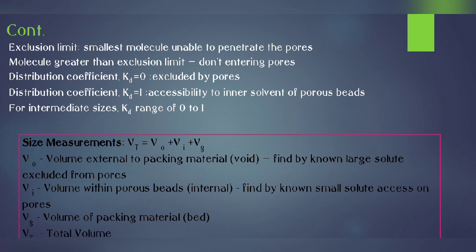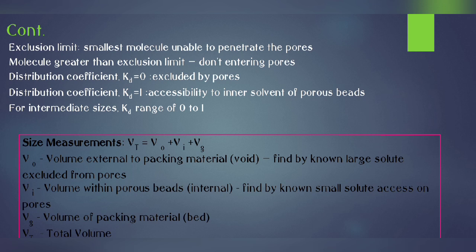Kd equal to 1 means that the inner solvent of the porous bead is accessible. For intermediate-sized solutes, Kd ranges from 0 to 1. So size exclusion chromatography can also be used to measure the size of our protein.